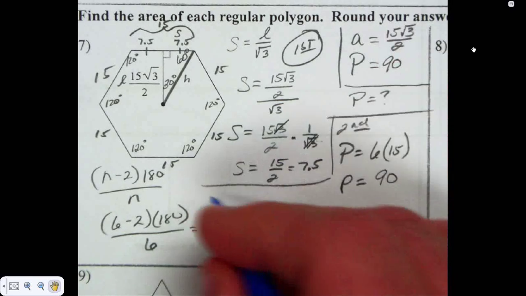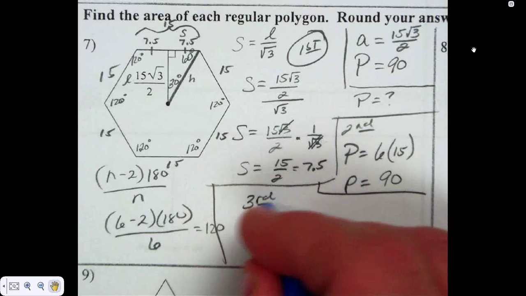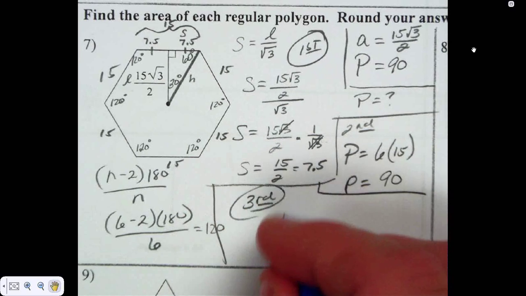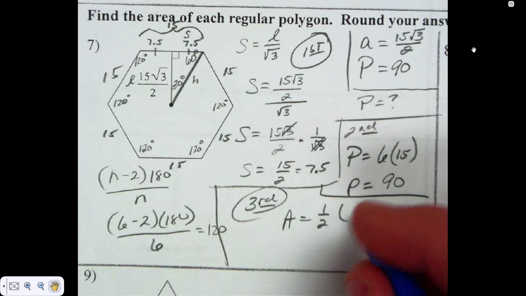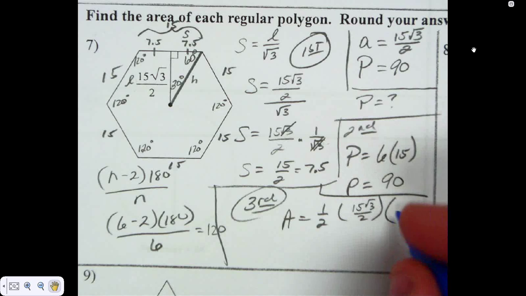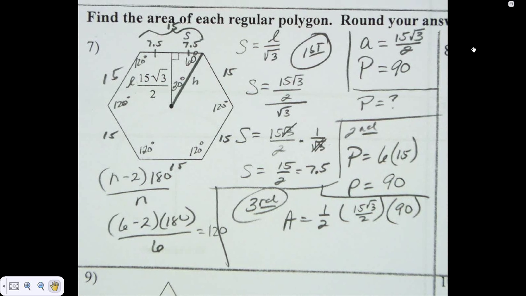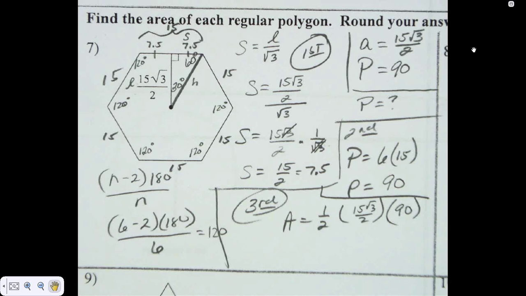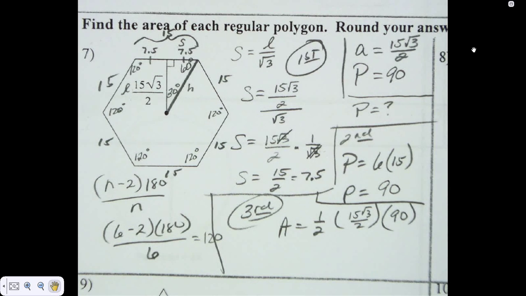So now I've found the two things I need. My last thing, and always your last thing, which is always the easiest, is just to put it into the formula: 1/2 apothem, which is 15 square root of 3 over 2, times the perimeter, which is 90. Now, are we simplifying here, or are we rounding to the nearest tenth? Rounding to the nearest tenth.